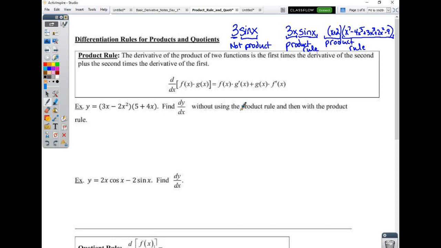Because I can't just take the derivative of this times this. I have to actually make it into a single thing with just pluses and minuses in between all the terms. Yeah, we'd have to multiply this whole thing out.